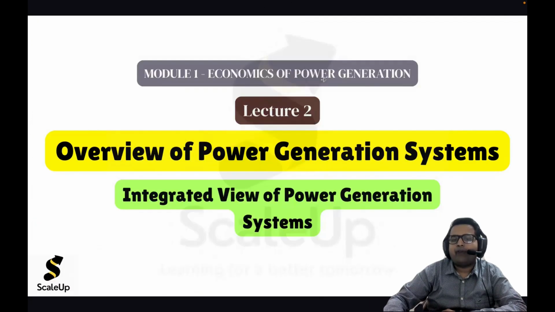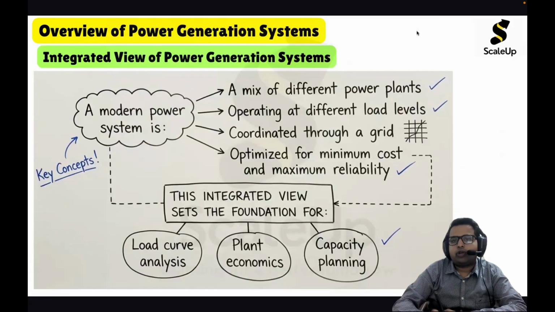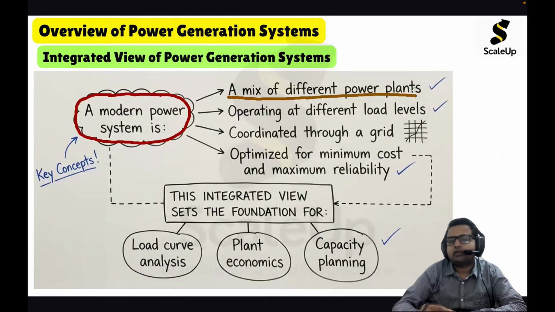Integrated view of power generation systems. Now, if we talk about the modern power system, it's a mix of different power plants. We discussed so many different types of power plants, like thermal power plants, hydroelectric power plants, nuclear power plants, wind energy based power plants, solar power plants, and so on. So the modern power system is a mix of different power plants.